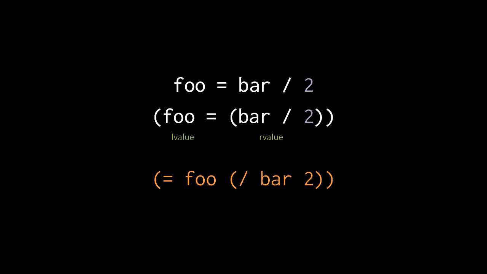An L value is something which can go on the left side of an assignment operator, in contrast to an R value, which is anything that's allowed on the right side of an assignment operator, which is any kind of expression. A simple variable name is the most common kind of L value, but as we'll see later, there are actually a couple other kinds.